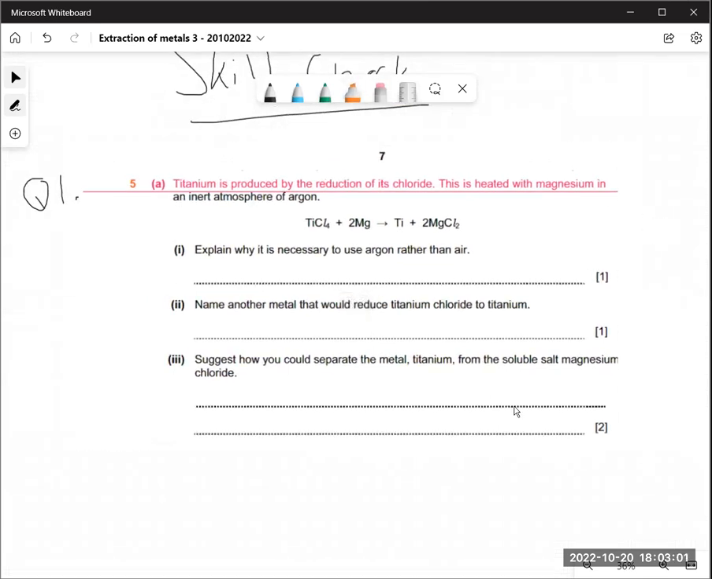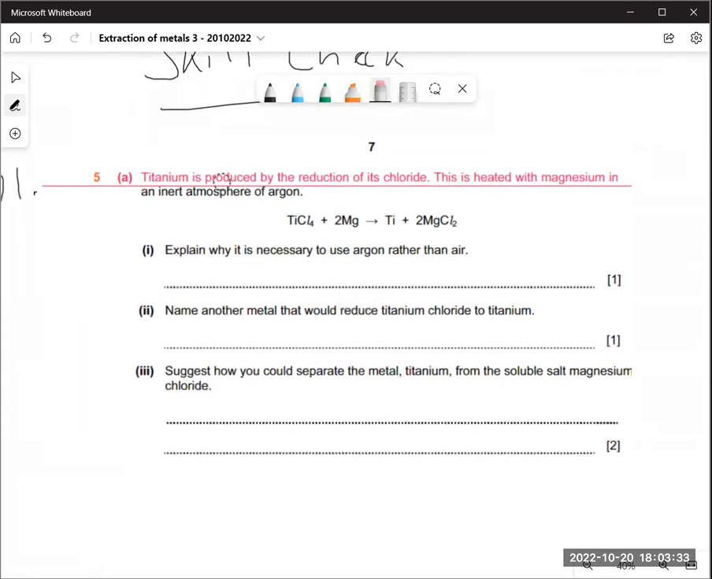Titanium is produced by the reduction of its chloride. This is heated with magnesium in an inert atmosphere of argon. Don't read that part. Explain why it is necessary to use argon rather than air. Now quickly tell me. Titanium is produced by reduction of its chloride, heated in an inert atmosphere of argon. Why will you use argon instead of air?